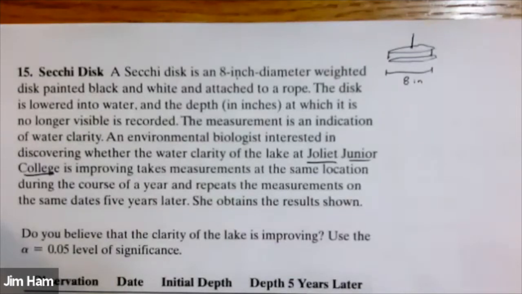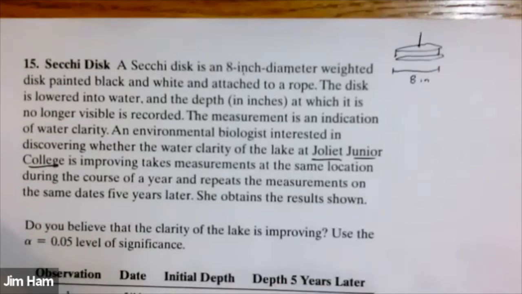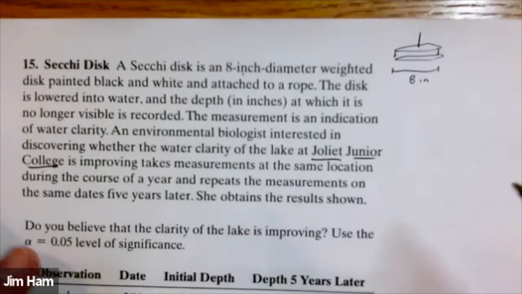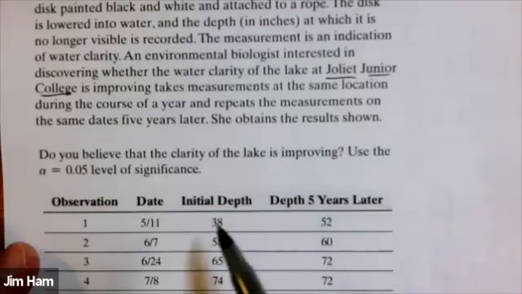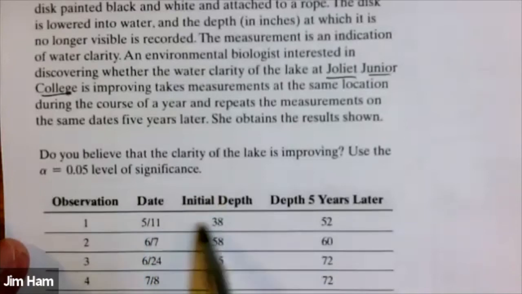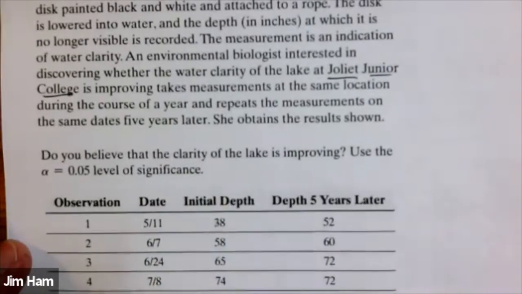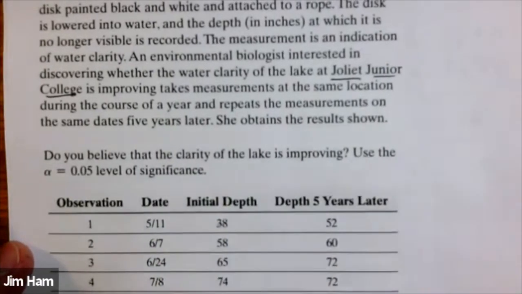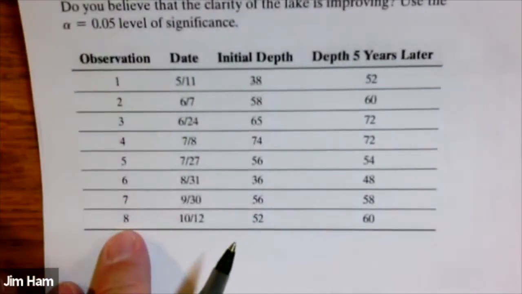And some lakes are very clear as well, where the lakes are 30 feet deep and you can see all the way down to the bottom, very clear. This lake here, not so clear. So what they did is the initial depth was on, and they did this for several different places inside the lake. And they took 8 observations on two different times.